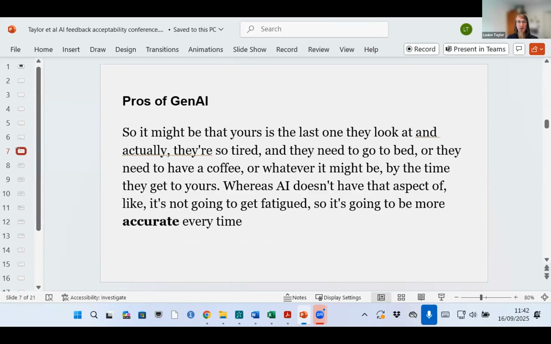So I'm going to give you some quotes from some of the things that students said in the interviews. I'm going to first present what they thought the pros of GenAI might be, and then the limitations. So this student said, it might be yours is the last one they look at. And actually they're so tired, it's obviously the tutor, and they need to go to bed or they need a coffee or whatever that might be by the time they get to yours. Whereas AI doesn't have that aspect. It's not going to get fatigued. It's going to be more accurate every time. So here you can see they're couching the benefit of GenAI in terms of the potential limitations of actually having a tutor giving them feedback.